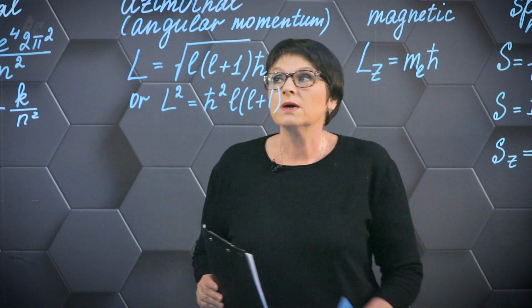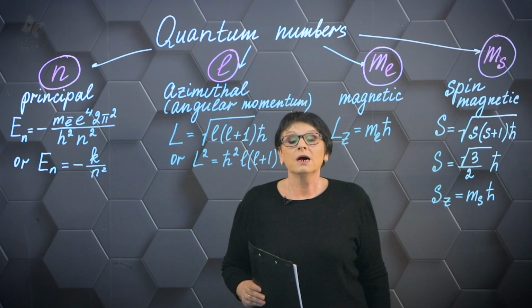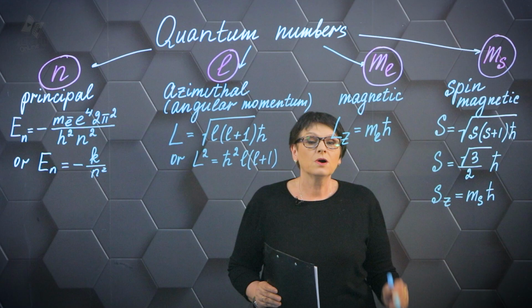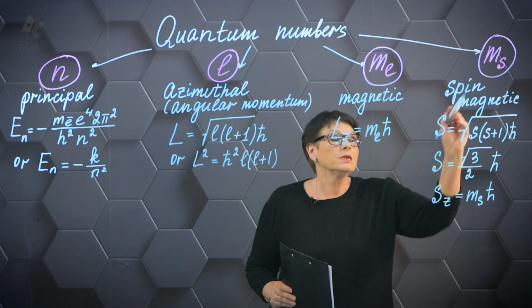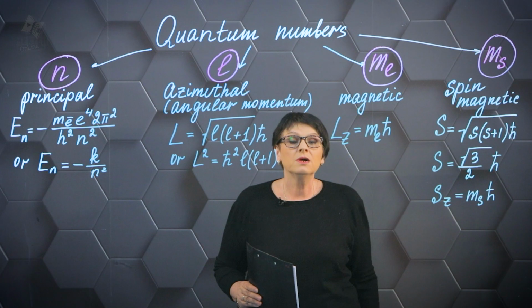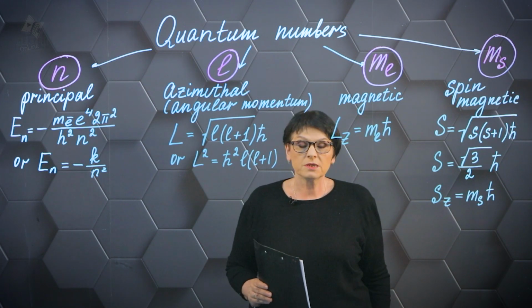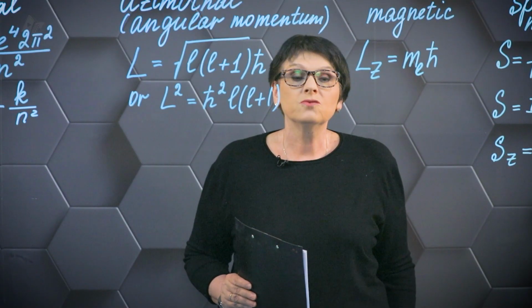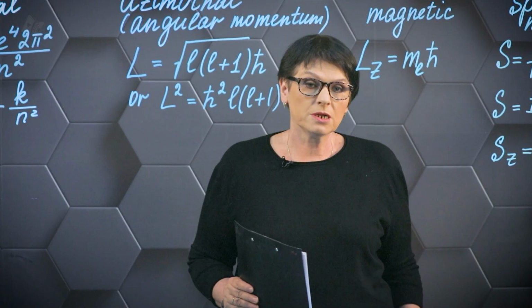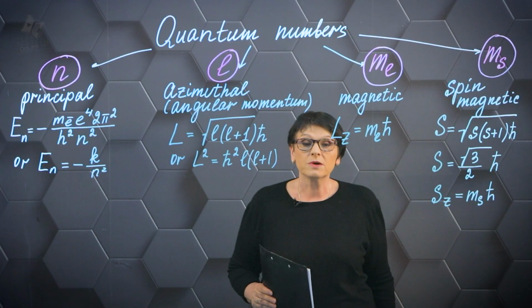These numbers are denoted by letters. N is the principal quantum number. L is the orbital quantum number, ML is the magnetic quantum number, and MS is the spin magnetic number. Let's figure out where these letters, respectively numbers, come from, and find out what meaning they have in relation to the electron. That is, what characteristic of the electron these quantum numbers describe.